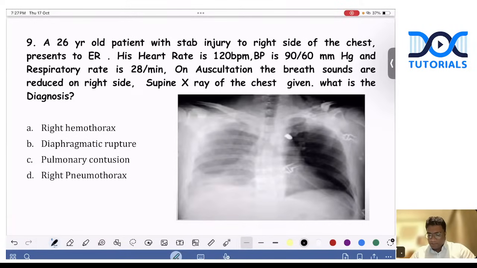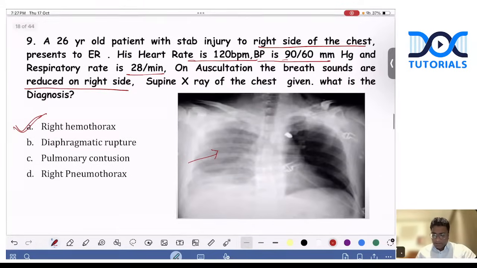What is the diagnosis? There is an injury on the right side of the chest, and the patient has hypotension and an increased pulse rate. Auscultation shows decreased breath sounds on the right side. So the problem is on the right side. A supine radiograph is shown, and you see opacification of the right hemithorax. Injury with opacification of the right hemithorax, think of hemothorax. So this is a right-sided hemothorax. Next.